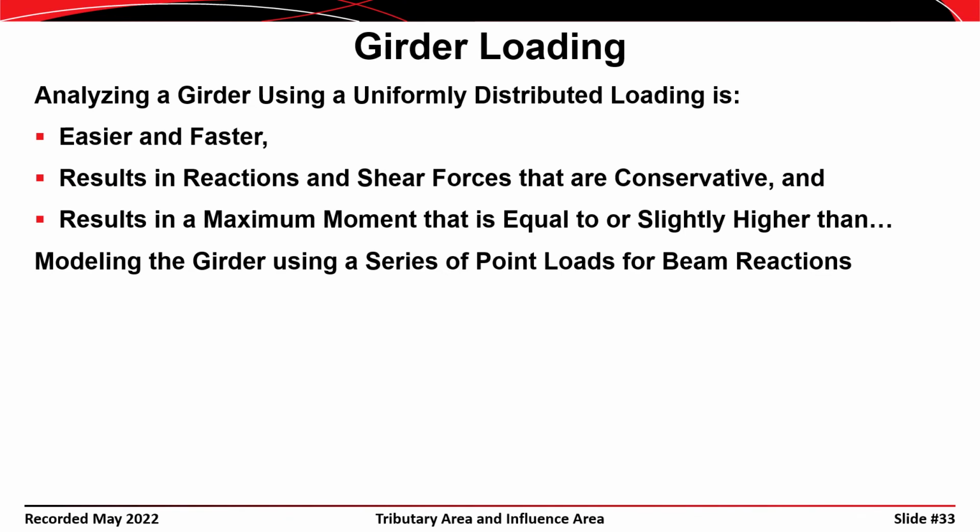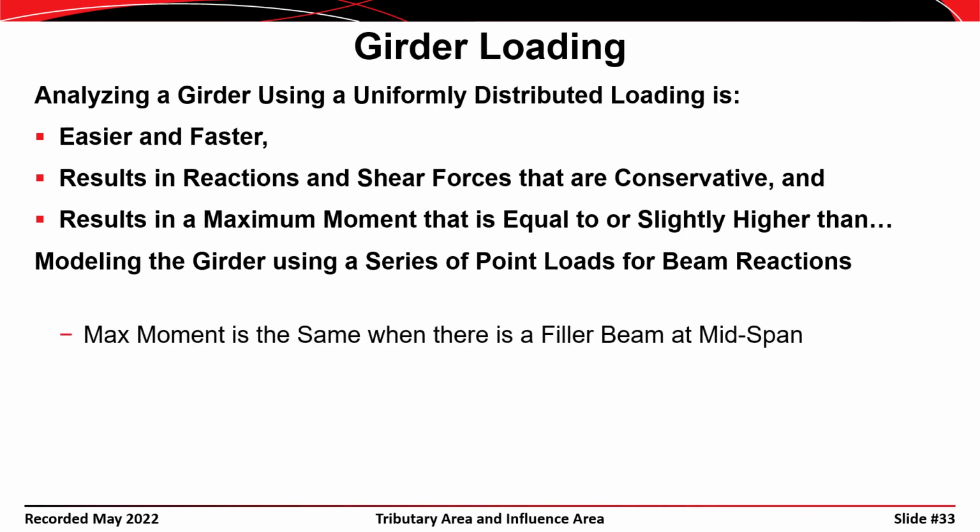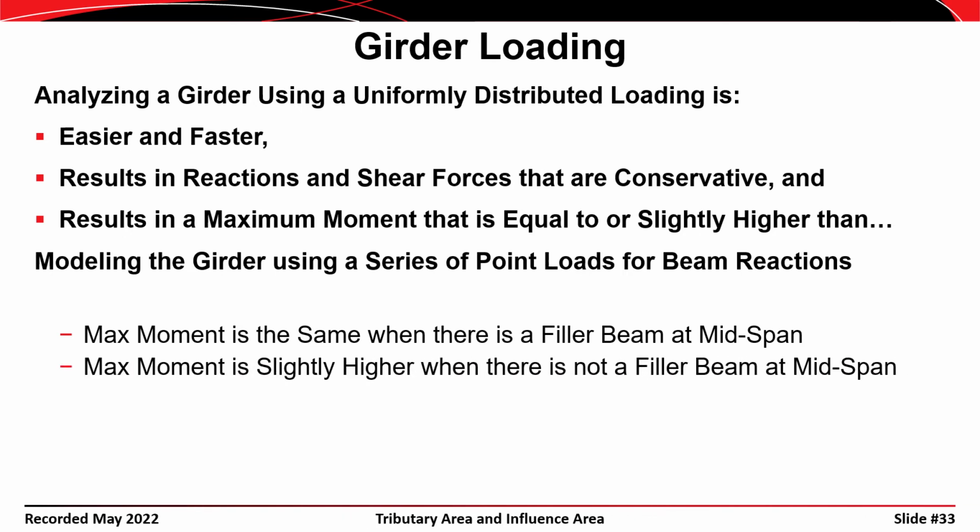So in summary, when we analyze a girder, it's faster and easier to consider a uniformly distributed loading. We get results for the reactions and the shear forces that are a bit conservative, and we get results for the maximum moment that is equal to or slightly higher than the moment that we would get by modeling the girder using a series of point loads. It works out that the maximum moment is the same when there is a filler beam that frames in at midspan for the girder, and the maximum moment is slightly higher when there is not a filler beam that frames in at midspan of the girder.